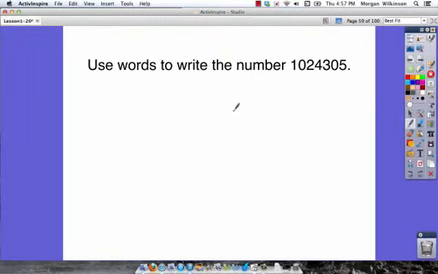Alright, let's use words to write the number. This number doesn't have any commas, and that's the tricky part about it. So let's go ahead and insert those commas. We always start from the decimal point and go 3 over, and then 3 over. So we have 1,024,305. If a problem asks you to use words to write this number, we have to use words.